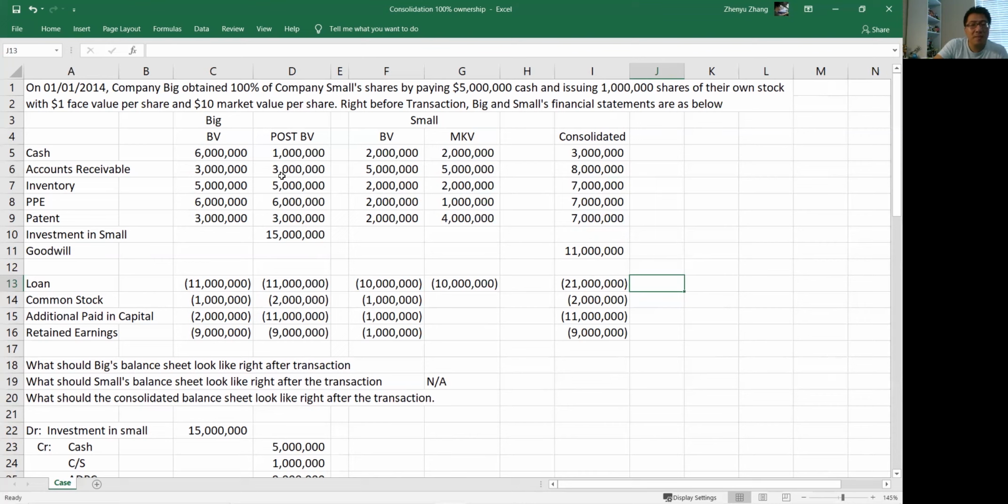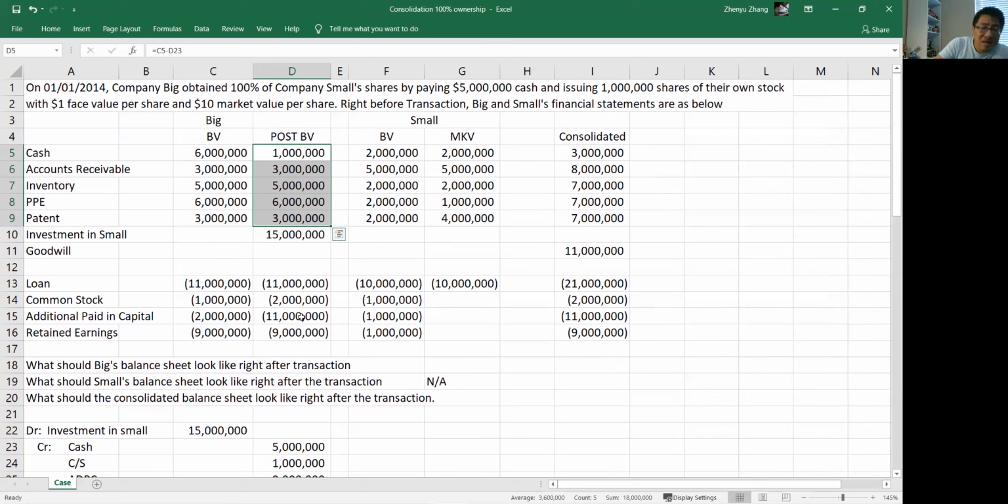What we are seeing is the post-transaction book value. We know that for Big, in addition to all the items, they have an investment account, which is 15 million already. What does this 15 million represent? It represents everything Small has minus everything Small owes. This is on the asset side, and this is total asset. The equity of any company equals total asset minus liabilities. So the equity here equals the total asset of Big, which includes the numerical value of all the investments in Small, minus the loan, which has nothing to do with Small.